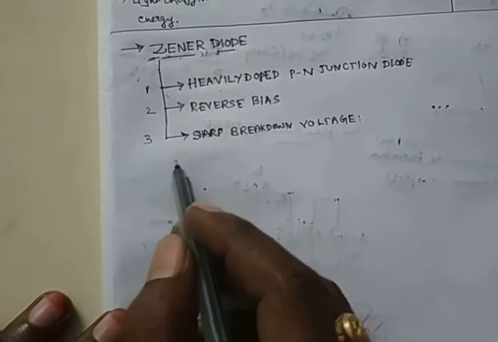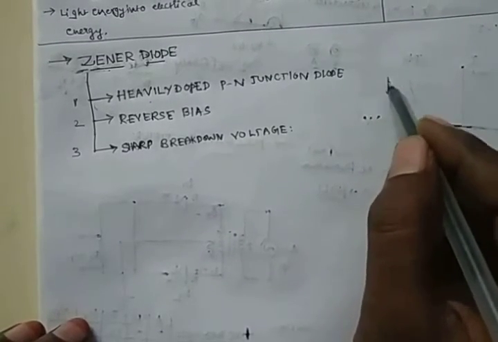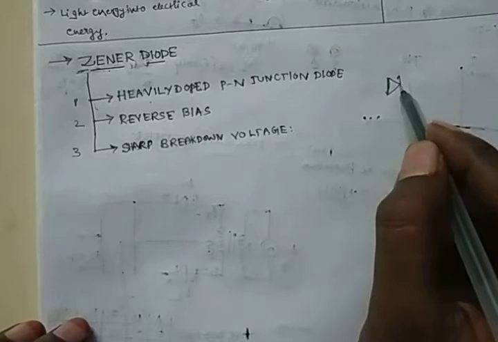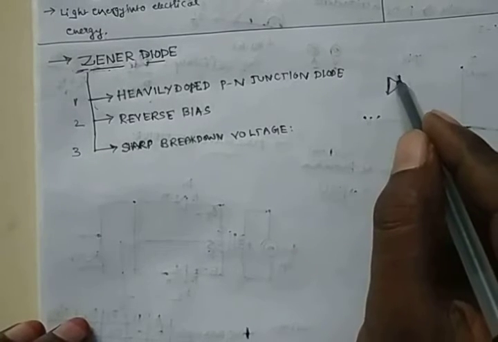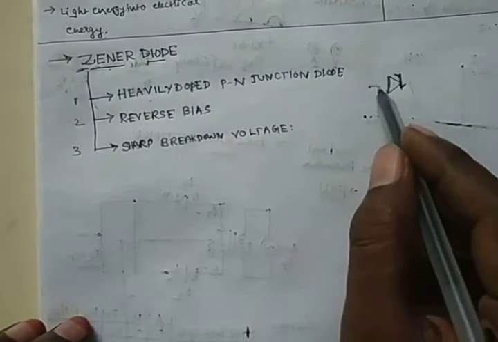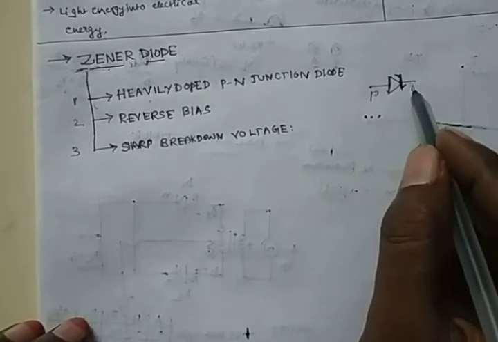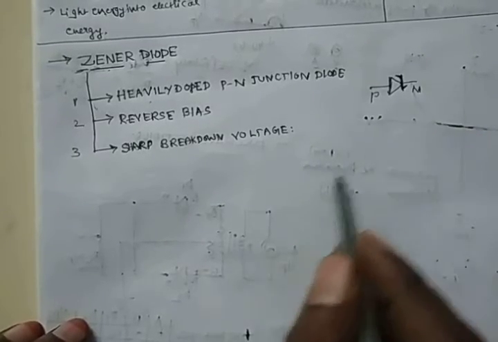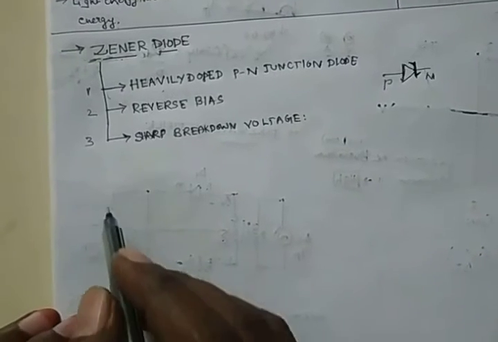The symbol of the Zener diode is like the diode, but it contains a Z shape. So this is a P-type semiconductor and this is an N-type semiconductor.